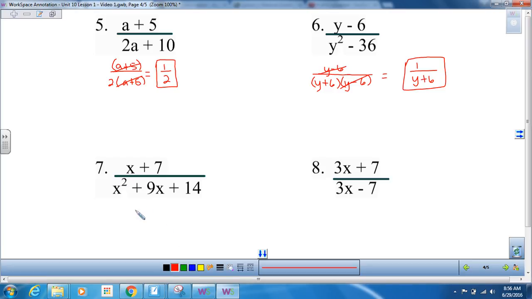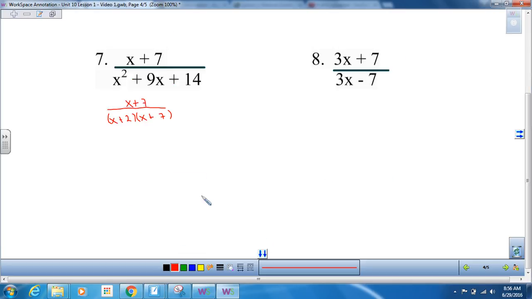Okay, not a common factor to take out of the numerator. Not a common factor to take out of the denominator, but it's a trinomial, a quadratic, an x squared trinomial, so it factors to 2 parentheses. The first 2 numbers are x and x. The last 2 numbers have to multiply to be 14, and then add to be 9. So 2 and 7, both positive. Okay? So your x plus 7's can cancel, and you're left with 1 over x plus 2.